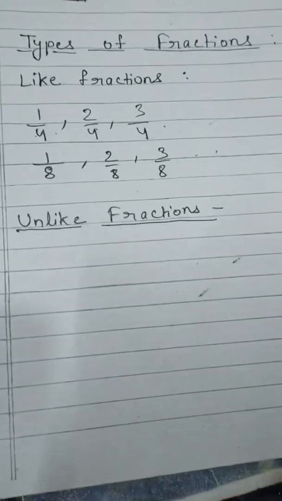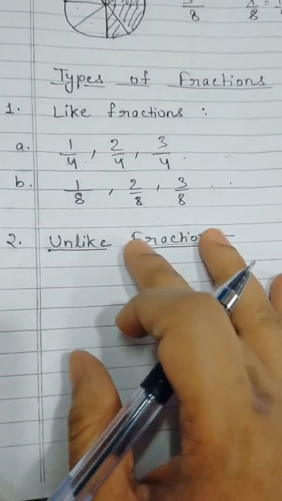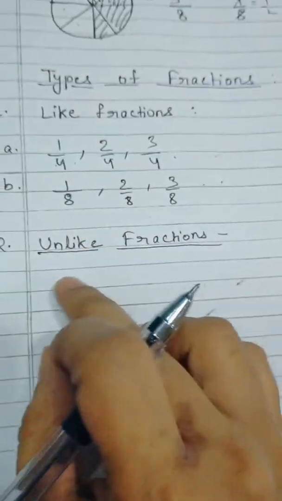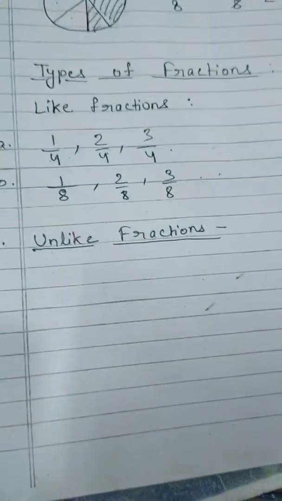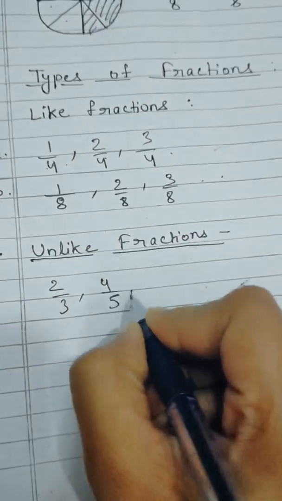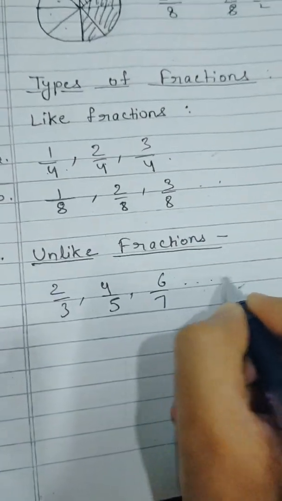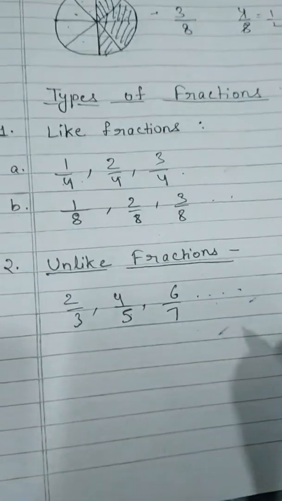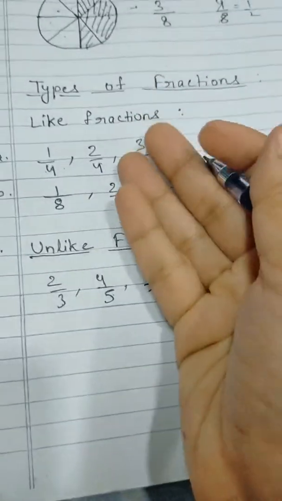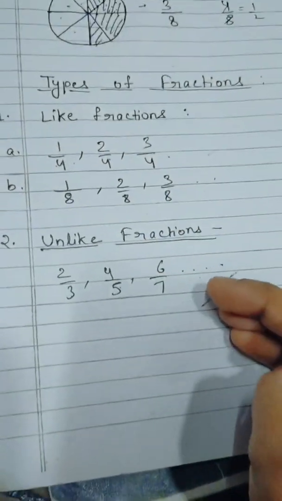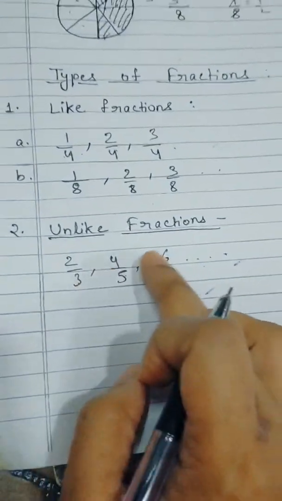Now unlike fractions. Unlike fractions are fractions having different denominators, which are not like fractions. For example, 2 by 3, 4 by 5, 6 by 7 and so on. Means they have different denominators. These are called unlike fractions. Like means they have the same denominator, and unlike fractions have different denominators.